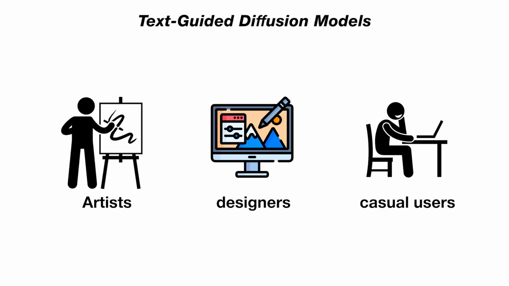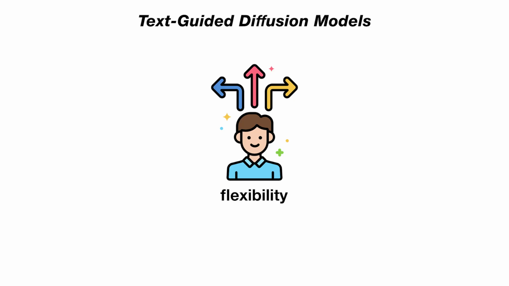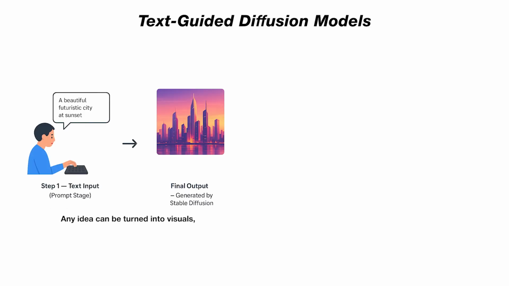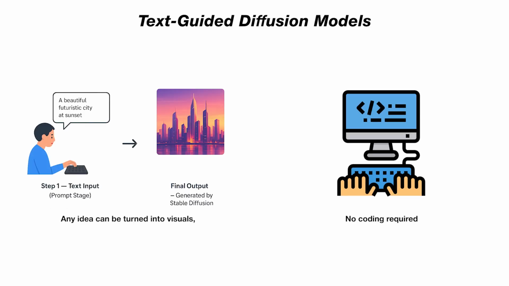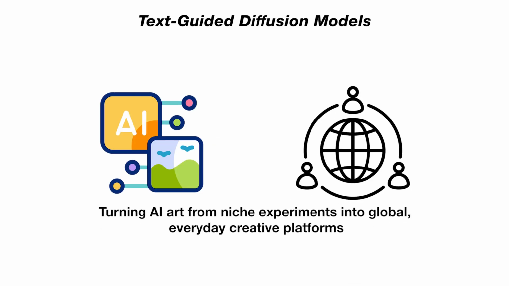Artists, designers, and casual users alike now have tools that respond to imagination instantly. The strength here is flexibility. Any idea can be turned into visuals, no coding required. This accessibility made diffusion go mainstream, turning AI art from niche experiments into global, everyday creative platforms.